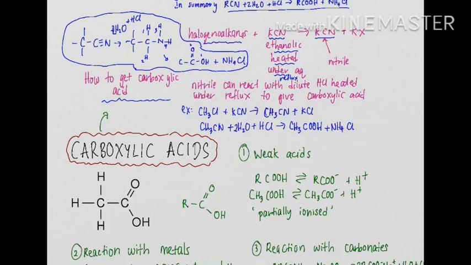Now this nitrile that you get over here can react with dilute HCl heated under reflux to give you carboxylic acid. So if we take this example, let's say you have a halogenoalkane CH3Cl, and when you react with KCN, it will give you the nitrile CH3CN. This is the nucleophilic substitution reaction we have learned earlier, and you will get KCl.